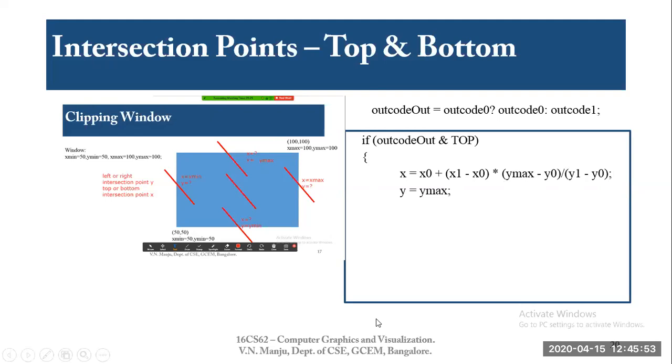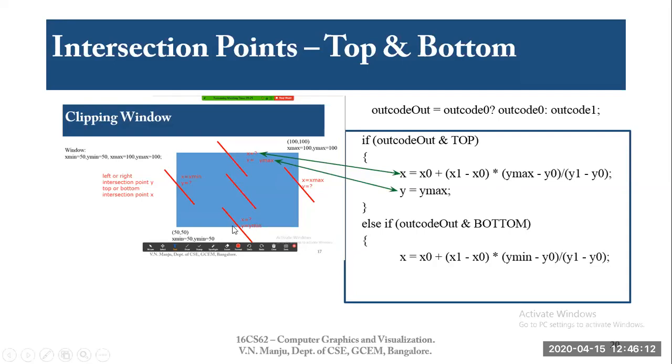I think you are understanding this. See, x we don't know. This is the intersection point, and y is equal to y max. Clear with that? If it is for the bottom, what will I write? Bottom is the x which you don't know. I have written the intersection point, and y is equal to y min.